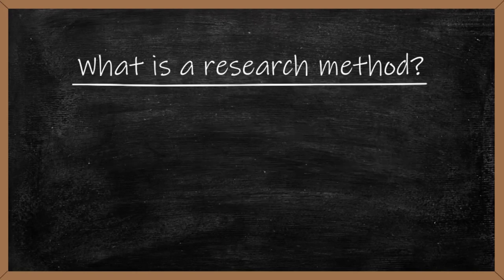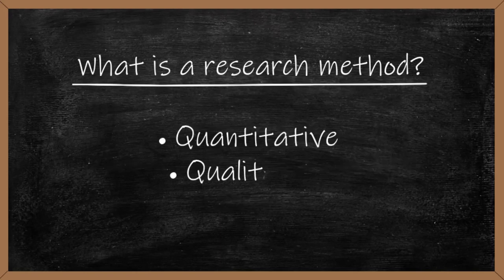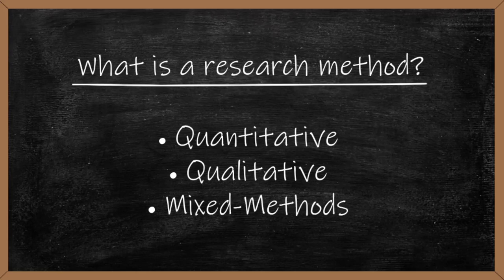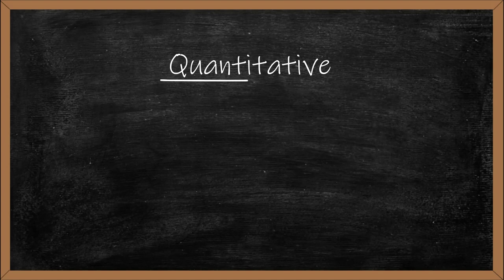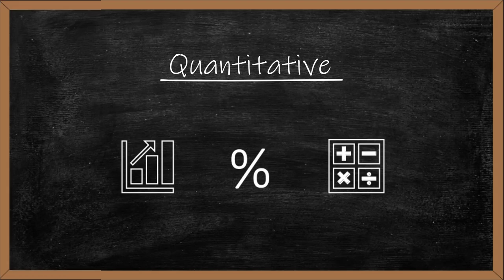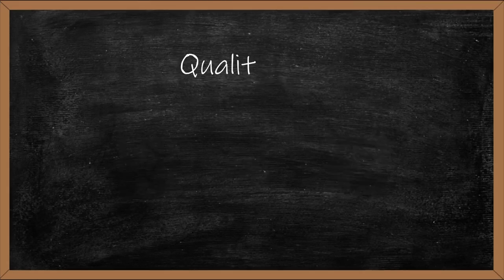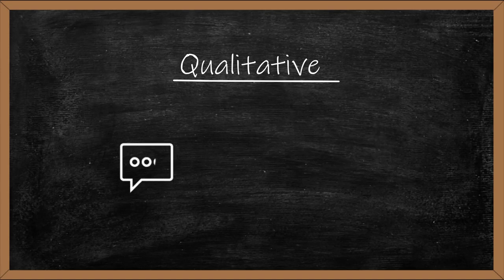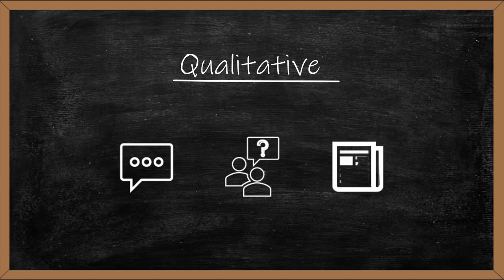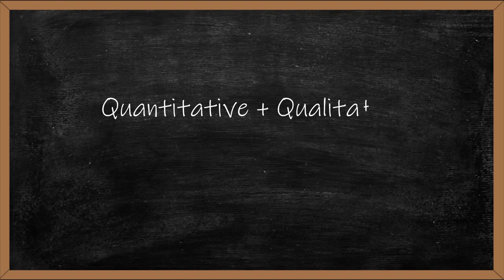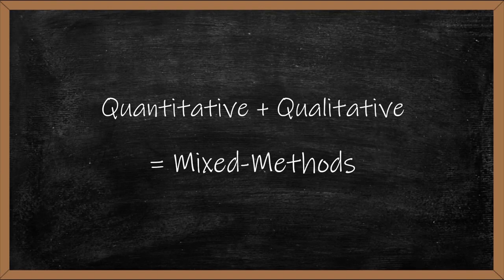There are three main types of research methods, and these are quantitative, qualitative, and mixed methods. With the quantitative research method, collected data is in the form of numbers. This method usually involves a large sample size and statistical analysis. With the qualitative research method, the data collected is in the form of words or images. This method usually includes a much smaller sample size, and the data is analyzed to discover themes or to understand experiences or ideas. Mixed methods research combines quantitative and qualitative research methods.